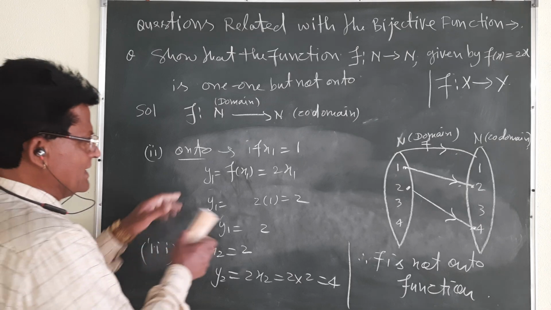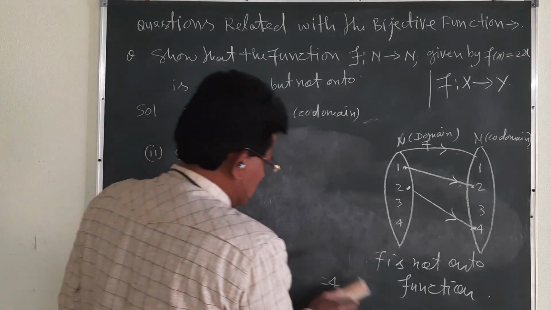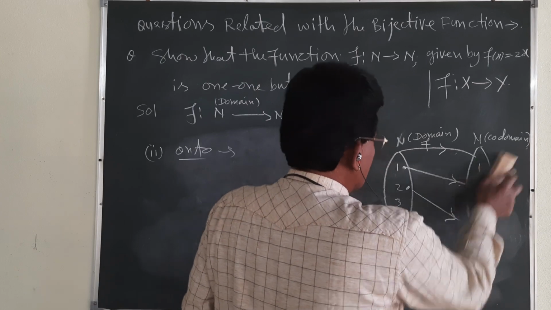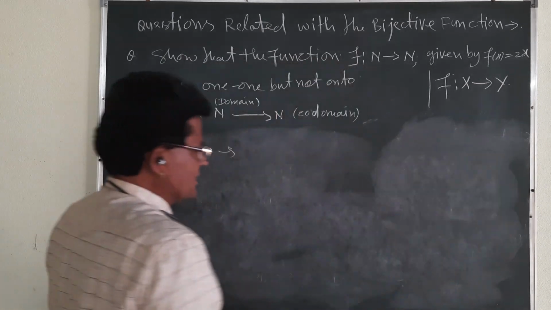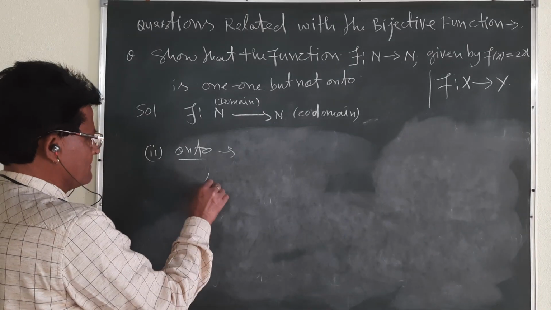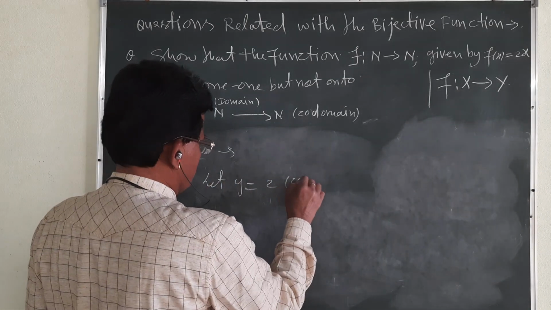One more thing I can take, if you want, without the figure. Without the figure, I am going to tell you whether the function is onto or not. Let me take, suppose, let y is equal to 2. 2 means codomain.